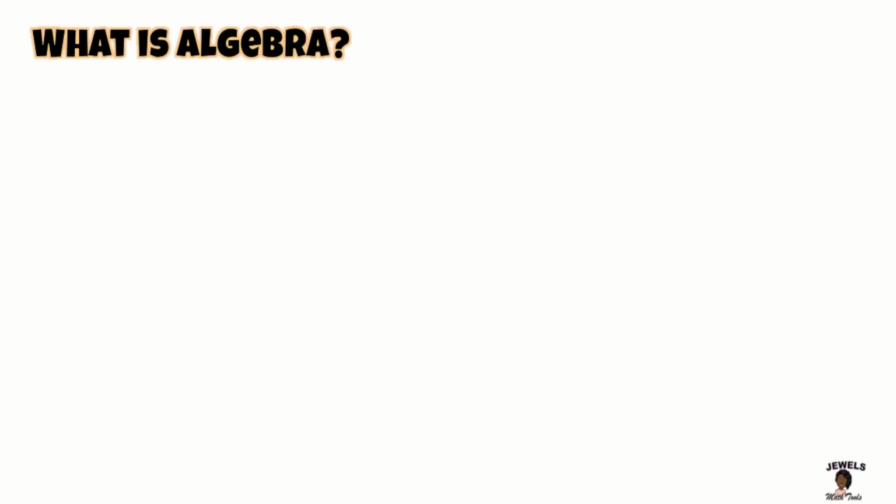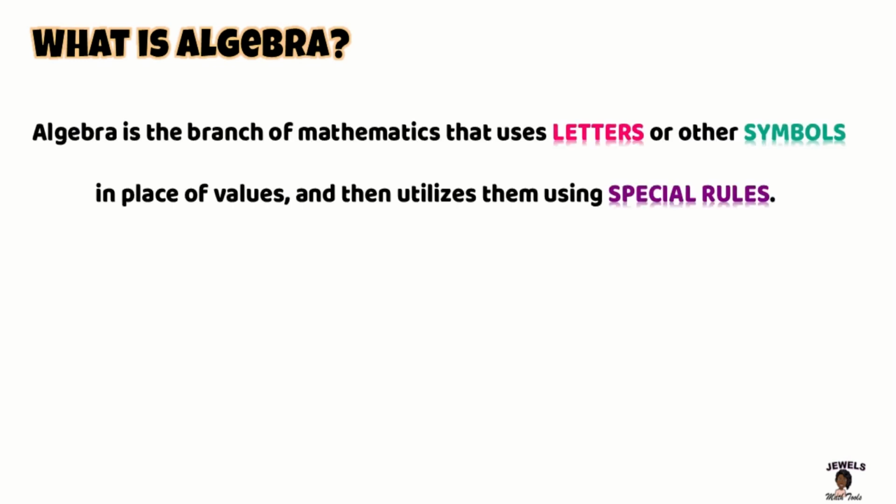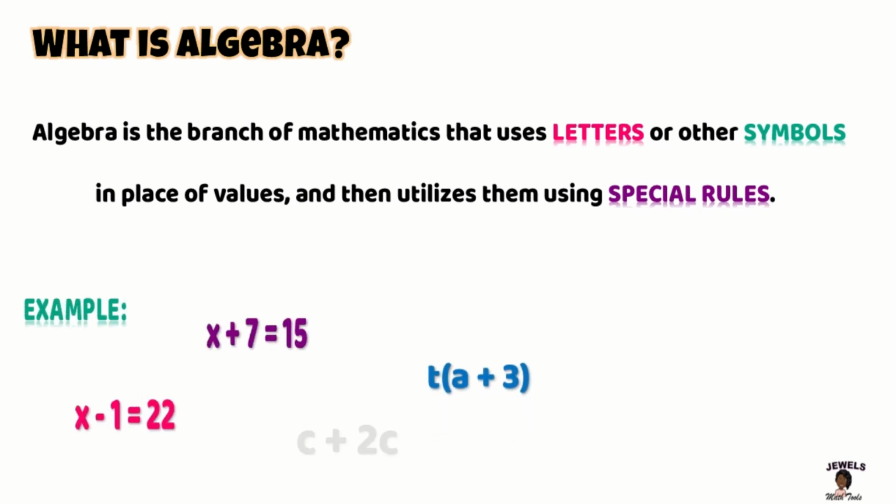So we're going to begin by first looking at the definition of what is algebra. I want you to remember that algebra is simply the branch of mathematics that uses letters or other symbols in place of values and then uses them using special rules. So algebra has its own set of rules that we usually use to calculate or solve for our unknown variable. For example, here are some examples of what algebra expressions and equations look like. These will always have what we call a variable involved in one way or another.